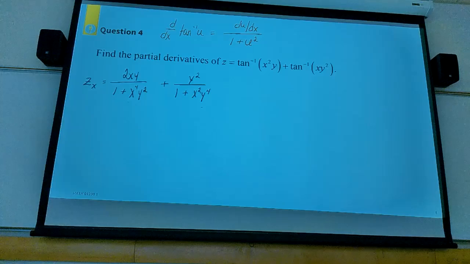If you're feeling adventurous, you could write that with a single denominator. Right, so you could write it as a single fraction. If you're feeling adventurous. I'm not. So we're just going to leave it there.